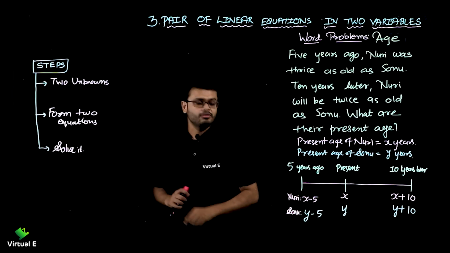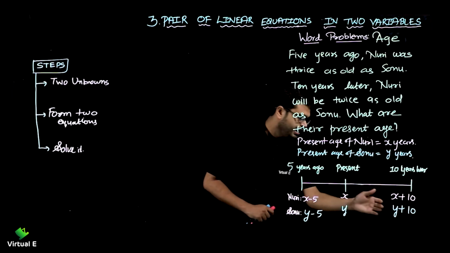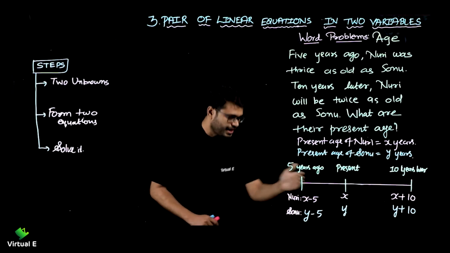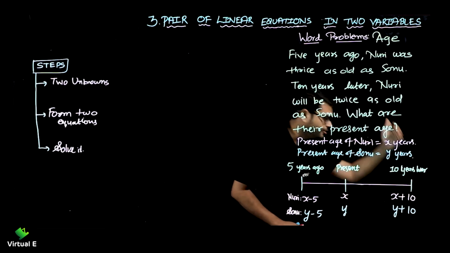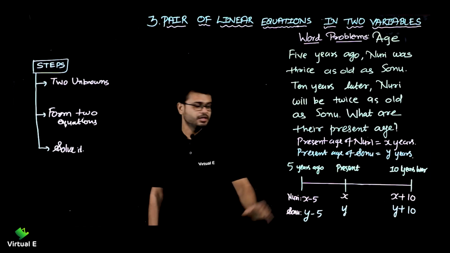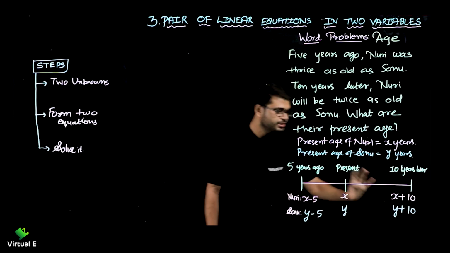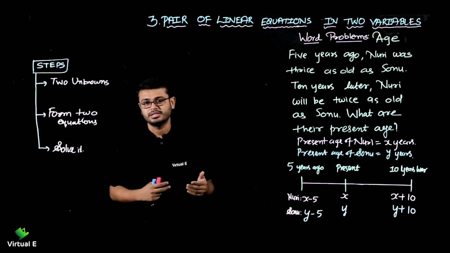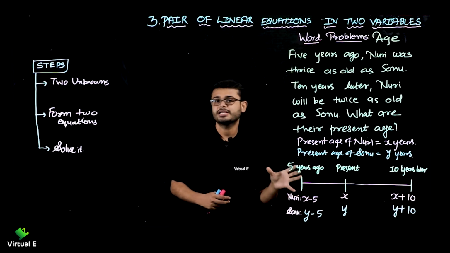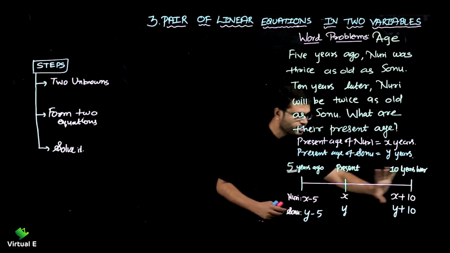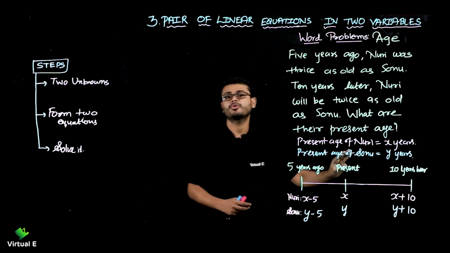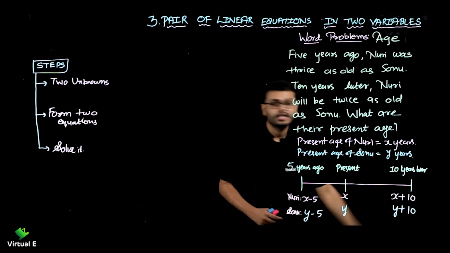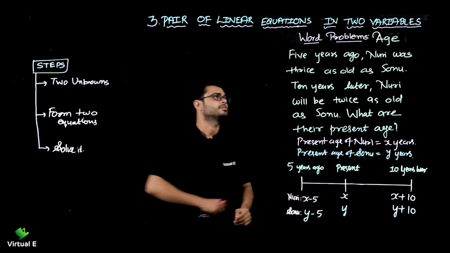So now we have the ages that we need to form the equations: present age, age 5 years ago and age 10 years later, right? Remember, do this calculation as clearly as possible. This is very important so that you have a clear picture in your mind. There are 3 ages we are going to deal with: 5 years ago, present age, and 10 years later. Now let's go for the equation.